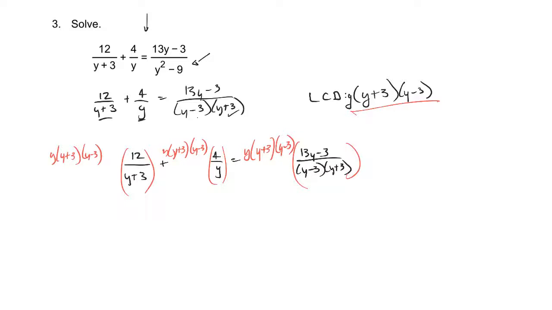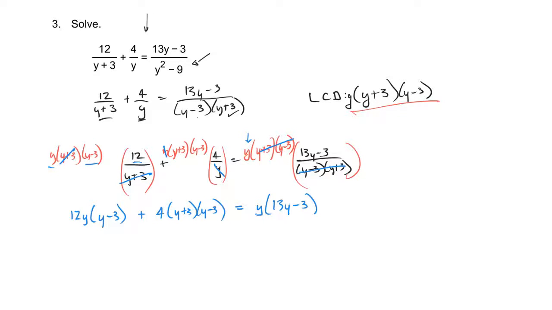Good. So on this first one, this cancels with this. So I'm left with y at 12, minus 3 or y minus 3 and a 12. So I'm going to put the 12 and the y first, and then the y minus 3. No fractions. Plus, here the y's cancel, but I'll be left with 4 times y plus 3 times y minus 3 equals, this whole thing cancels, but not the y. So I'll be left with y times 13y minus 3.